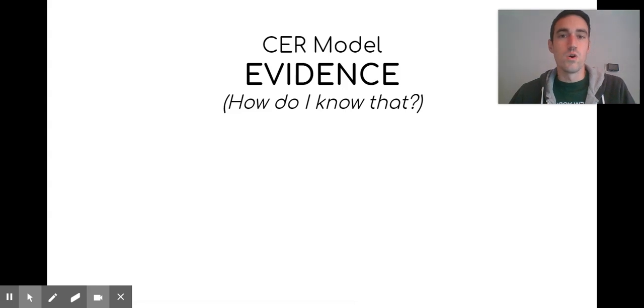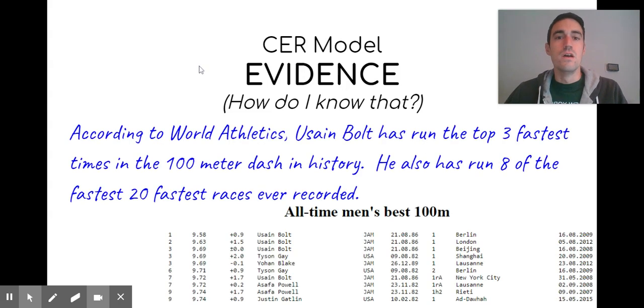My evidence is going to be a whole new section of my writing, and it's going to be how do I know that? What am I using to support my claim? So my evidence is going to be that according to World Athletics, Usain Bolt has run the top 3 fastest times in the 100-meter dash in history. He has also run 8 of the fastest 20 races ever recorded.